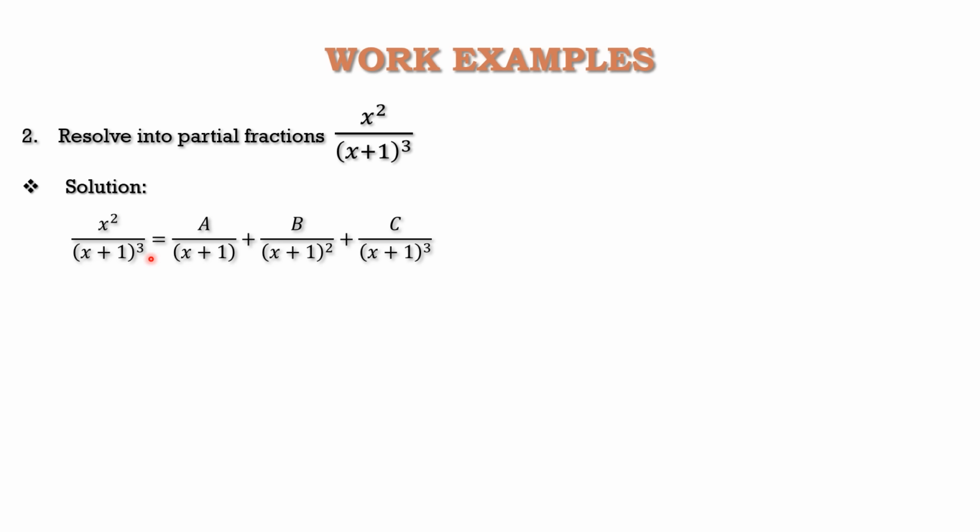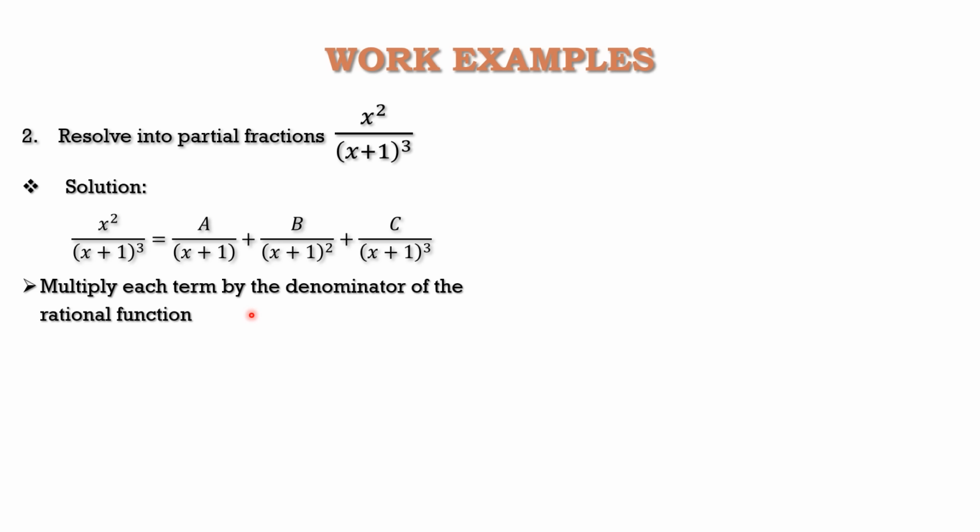It's a linear repeated factor, so we are going to use constants to separate the linear factors, and the linear factors will be x plus 1 power 1, x plus 1 power 2, x plus 1 power 3. So we are going to get a divided by x plus 1, plus b divided by x plus 1 power 2, plus c divided by x plus 1 all power 3. So multiply each term by the denominator of the rational function. Then we end up with x squared equal to a(x plus 1) all squared plus b(x plus 1) plus c.